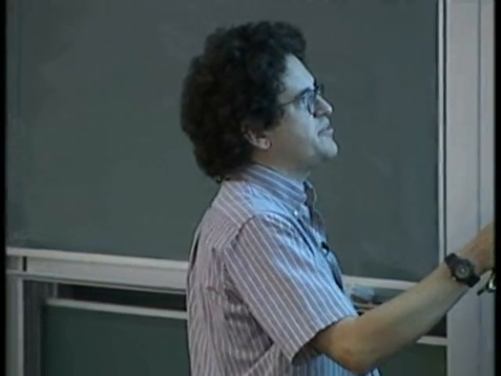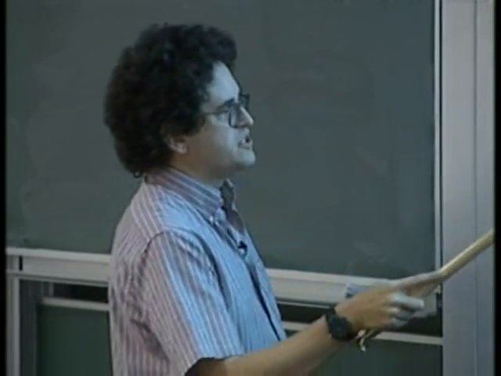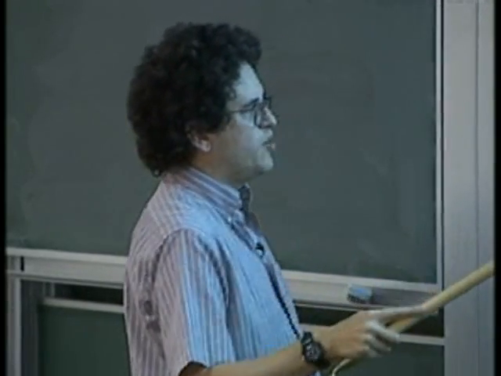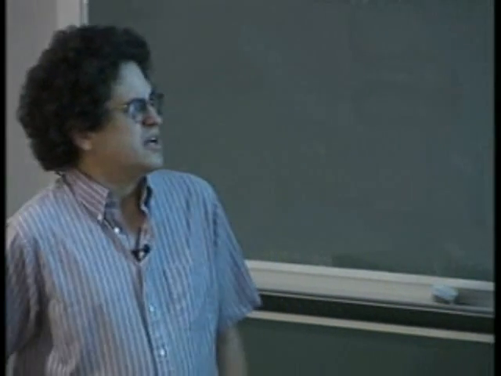For example, I can take this equation here and I can divide both sides of this equation by phi. So if I divide phi squared by phi, I'm left with phi. If I divide phi by phi, I get 1. If I divide 1 by phi, I get 1 over phi. So phi is 1 plus 1 over phi. Or in other words, if I just fiddle with this equation a little bit more, 1 over phi is the same thing as phi minus 1.